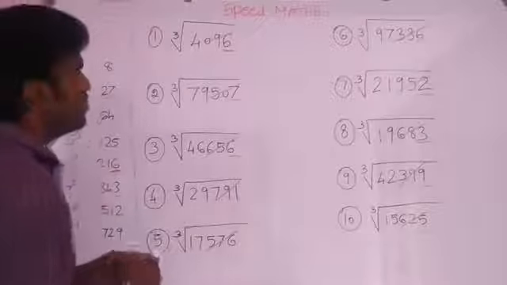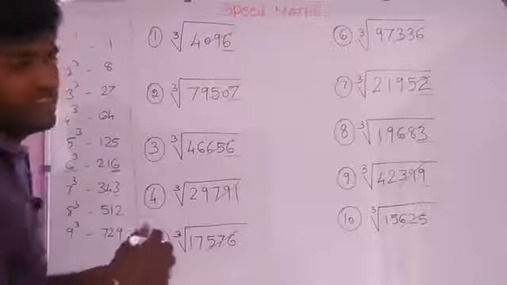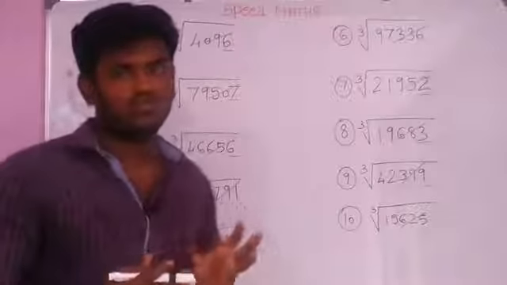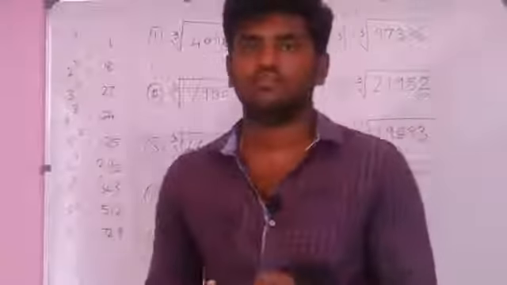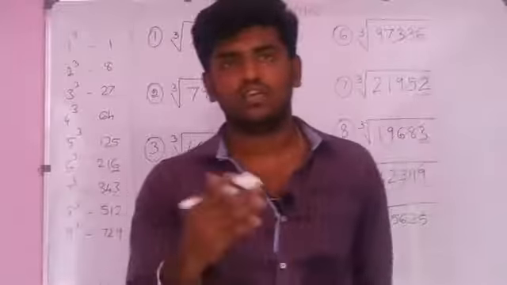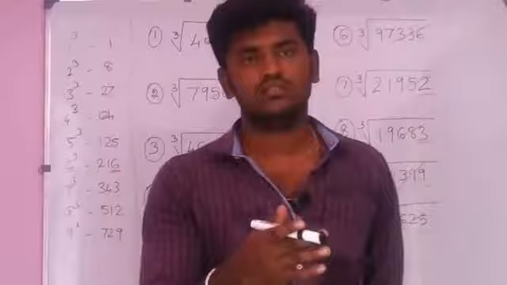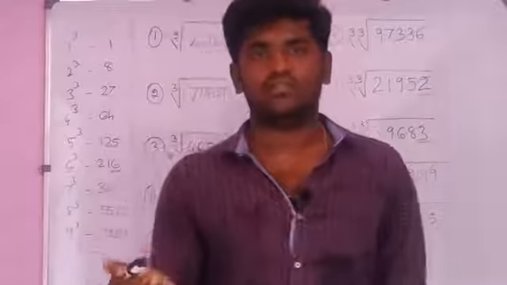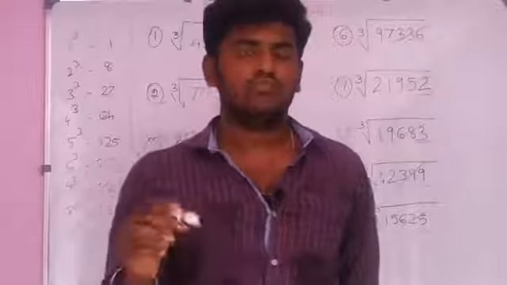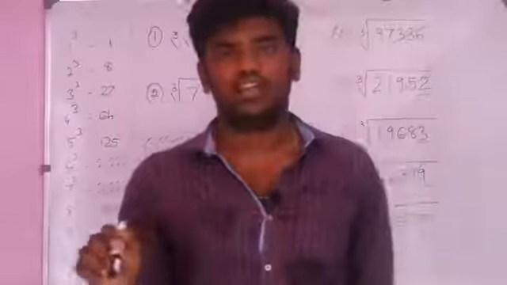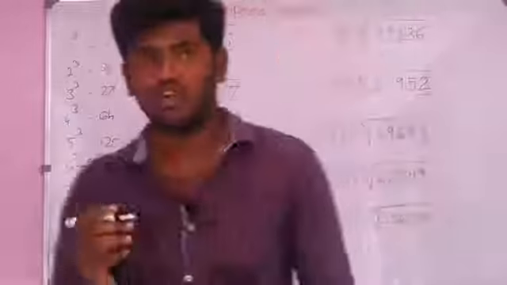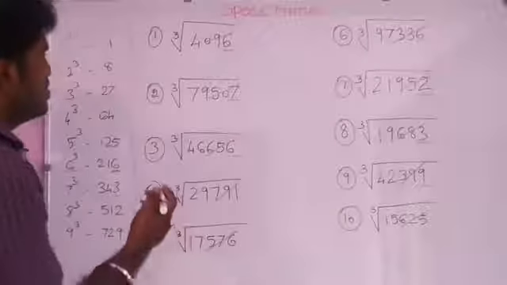In speed maths, one of the most important topics is to find the value of the cube root. If you want to know the cube root values, you must know the cube values from 1 to 9. That is, 1 cube is 1, 2 cube is 8, 3 cube is 27, 4 cube is 64, 5 cube is 125, 6 cube is 216, 7 cube is 343, 8 cube is 512, 9 cube is 729. You must know the cube values from 1 to 9, then only you can find the cube root values.